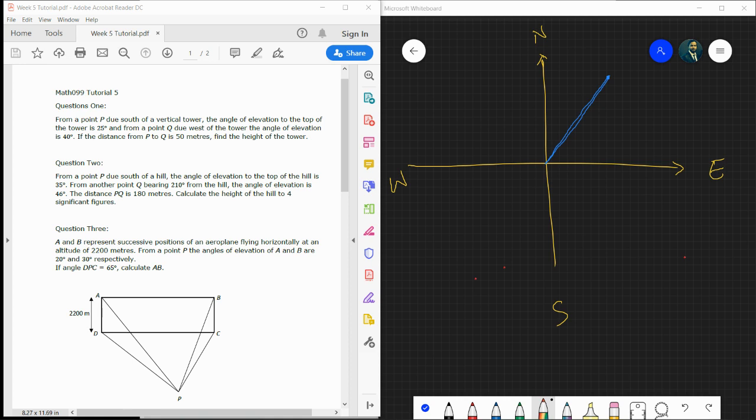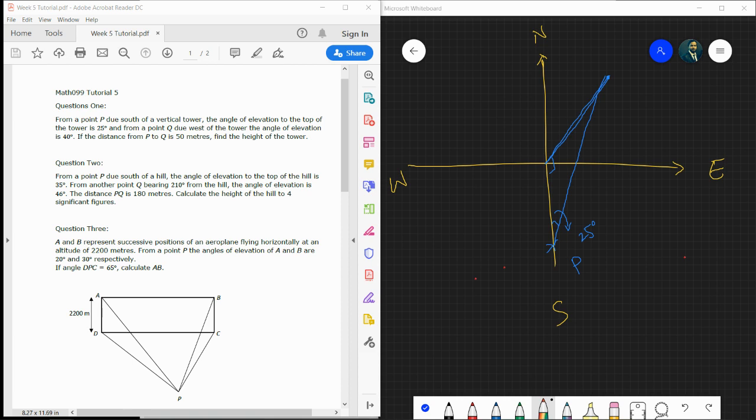So P due south of a vertical tower. So there must be your P somewhere here, and the angle of elevation of the top of the tower is 25 degrees. This is 25 degrees. Now, as you can understand, this must be 90 degrees because the tower is standing tall.